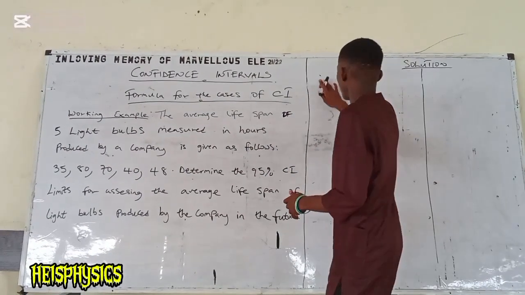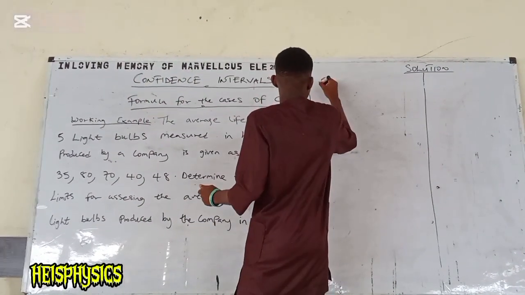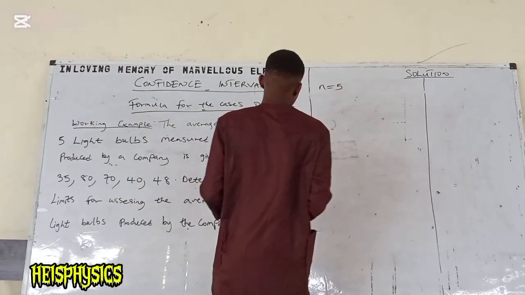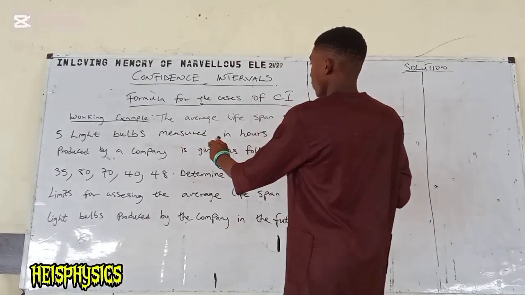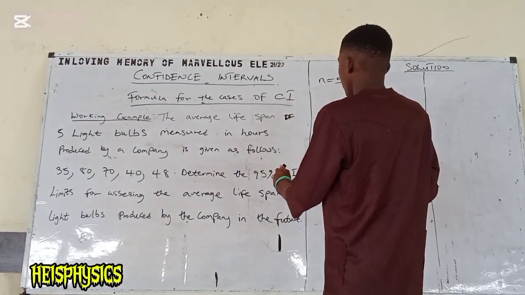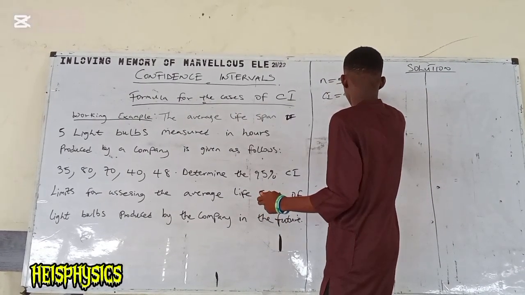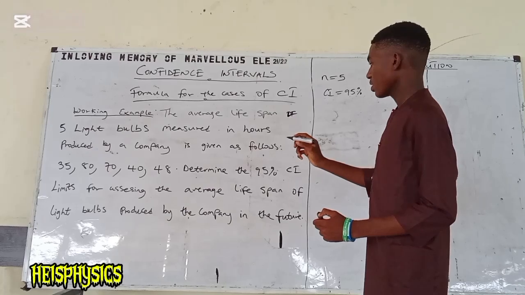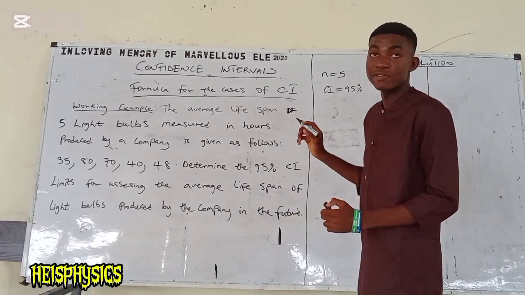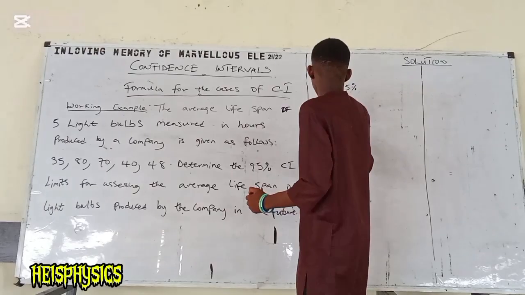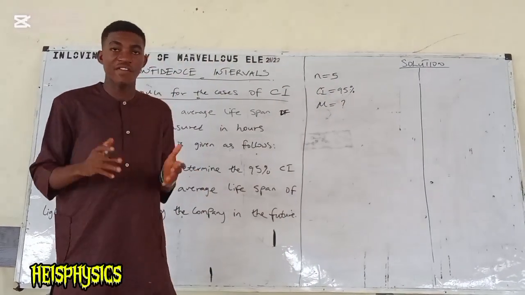So we have a solution. What do we have? We have the average lifespan, n equals 5, the number of light bulbs, 5, as given by the company. The confidence interval is 95%. Essentially, we calculate the average lifespan of the light bulbs produced by the company in the future, meaning our population mean equals unknown. So what's the first step in solving a confidence interval problem?